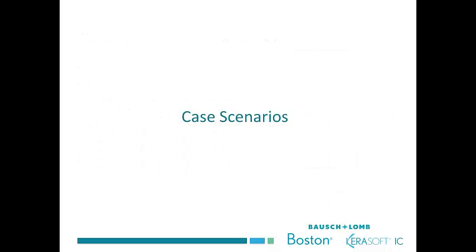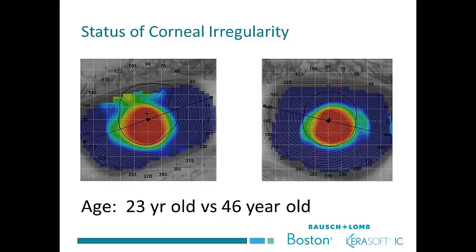So I'm just going to discuss a few case scenarios about how we would strategize fitting some of these types of patients. Here we have a central nipple cone, and my first go-to thought would actually be a corneal GP lens, because I know it would provide centered optics for this patient and would pretty much be a straightforward fit. Now, with the same topography between a 23-year-old and a 46-year-old, how does that change my thinking?